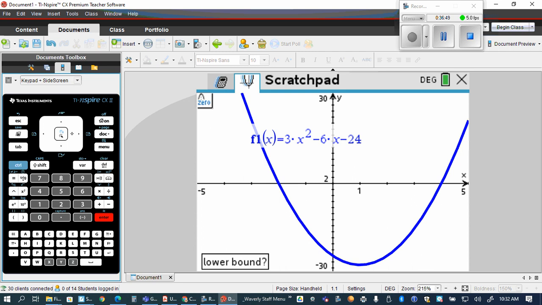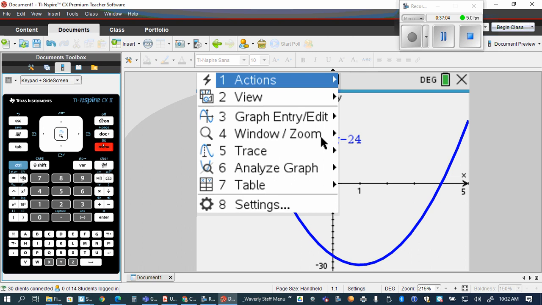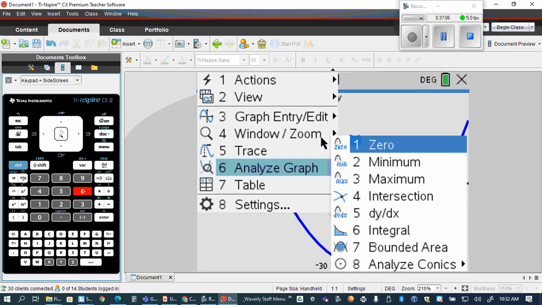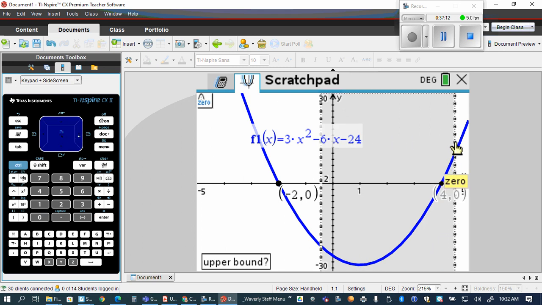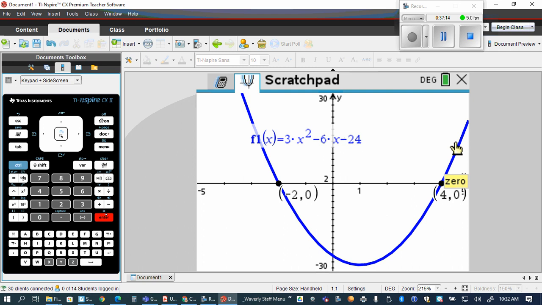And remember, this is where you use like the slider. So let's get below one of them, hit enter, get past it. So -2, 0, right? Yep. We can find the other one: menu, analyze graph, zero. Yeah, that's below it. Let's go to the upper bound, past it. -2 and 4, so graphically we got it, right?